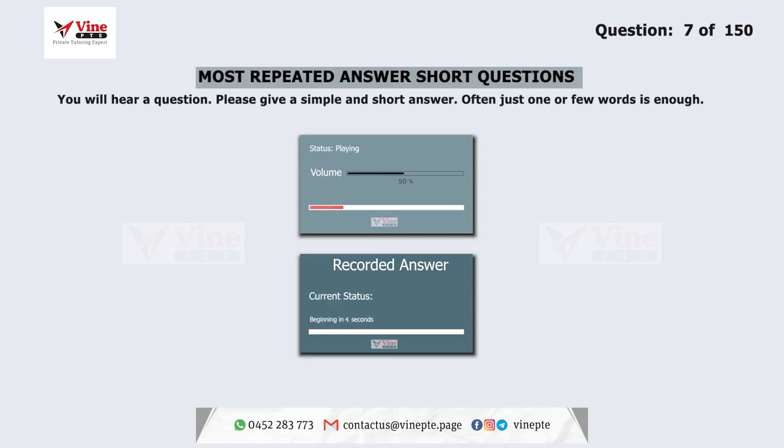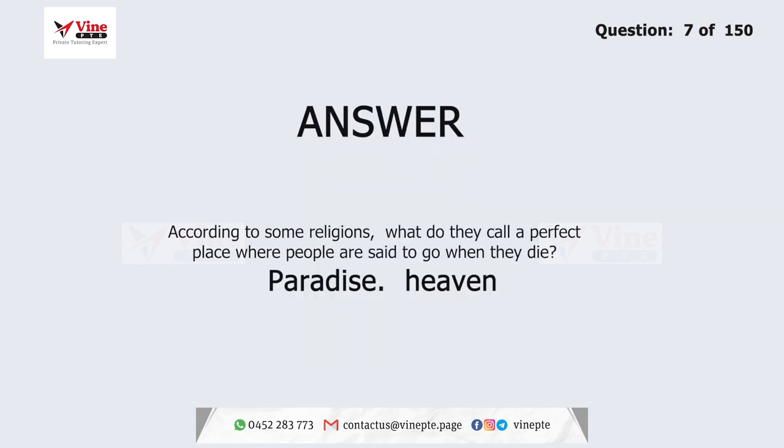According to some religions, what do they call a perfect place where people are said to go when they die? Paradise. Heaven.